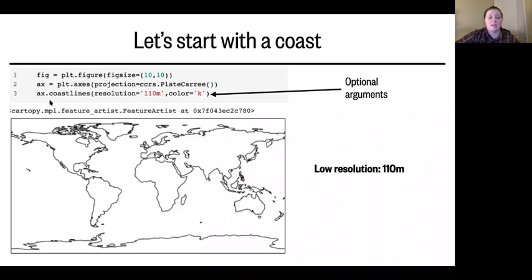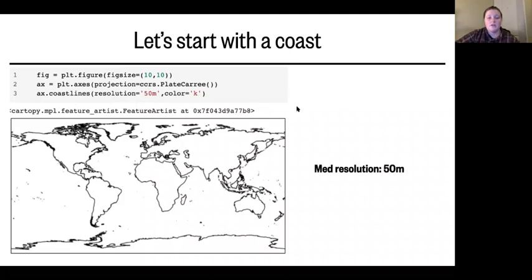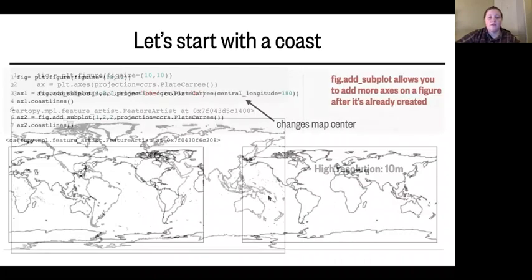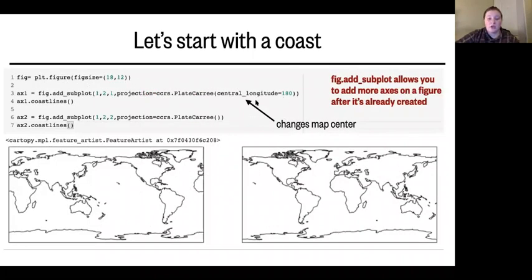So then you say ax.coastlines, and the resolution and color are optional, but you can have a low resolution of 110 meters, sort of a medium resolution of 50 meters, and you can see it's sort of filled out a lot of that. Or you can have a high resolution of about 10 meters. Note that if you go 10 meters, it's going to slow down your code a lot. So you've got to be thinking about the area you're plotting in and if you really need that high of resolution. You can also change your central longitude.